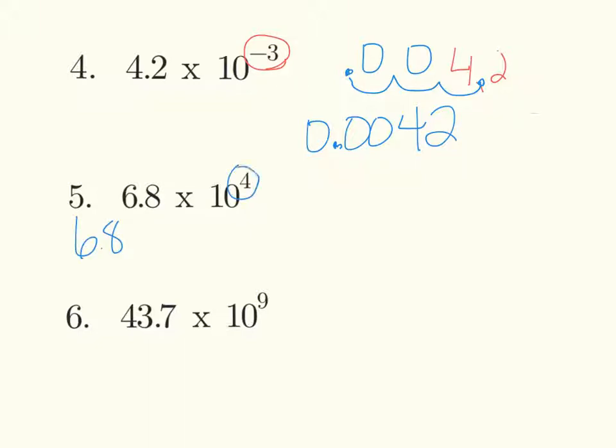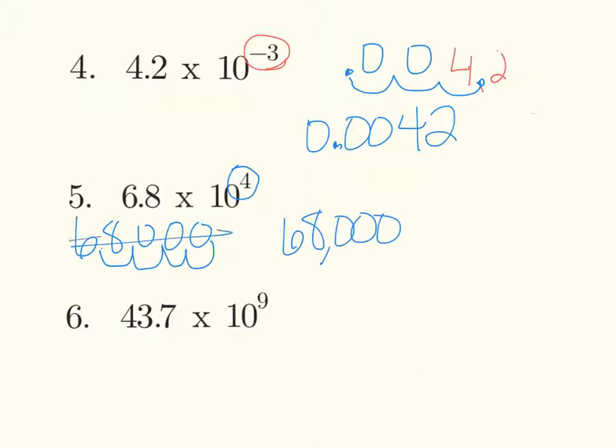Now next one, we have 6.8. And now it's a positive exponent, so I'm going to move it 4 times to the right, and we're going to add zeros. Make sure you rewrite this, because that problem has a decimal in it, so that's not a good answer. Make sure you rewrite your problems.